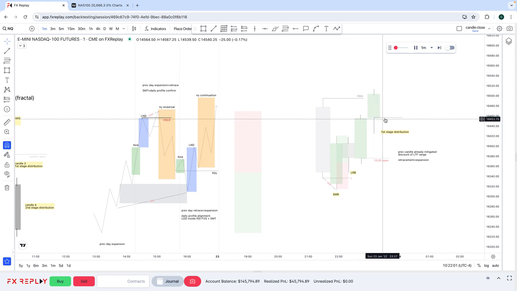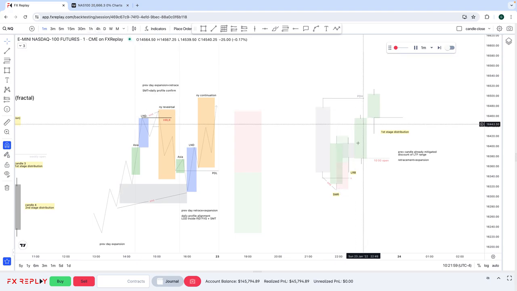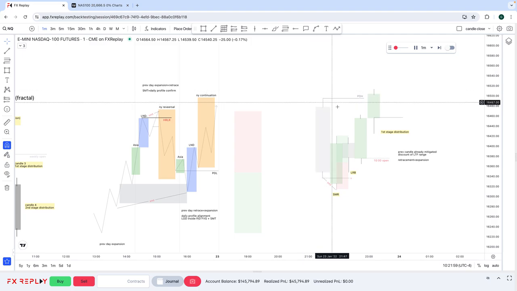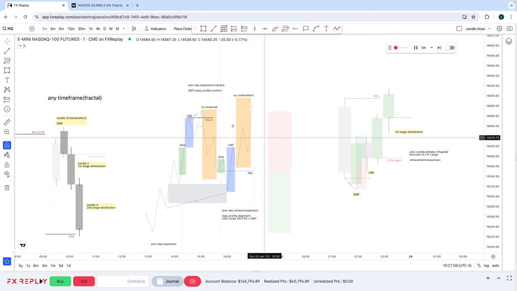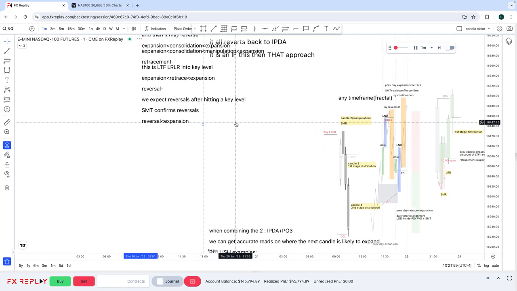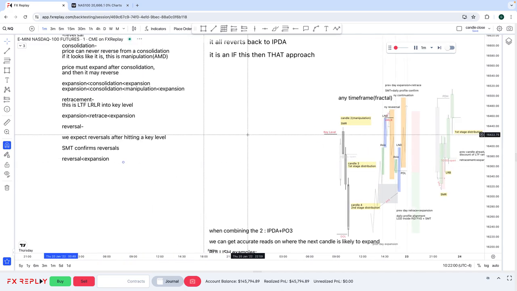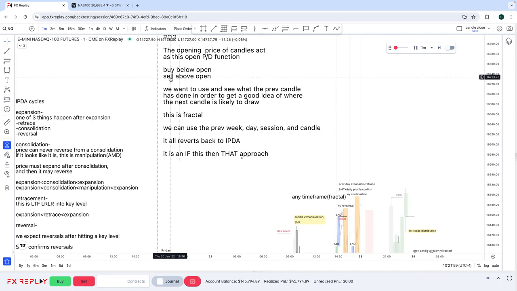So in phases of market maker models, you want to mark out the opening prices of your hourly and your 4-hour. In a lot of these cases, when we're trading towards a draw on liquidity and we're high in premium, you want to buy below these opening prices, because they act as their own premium discount function right here. So we'd be buying below the open.